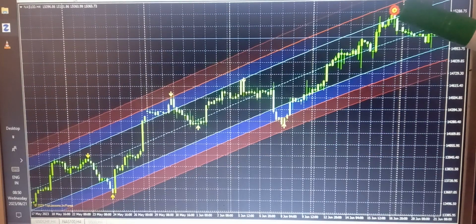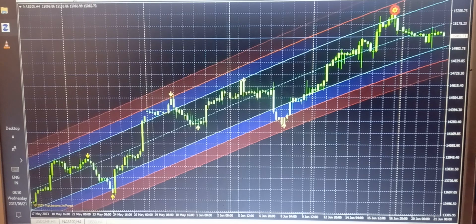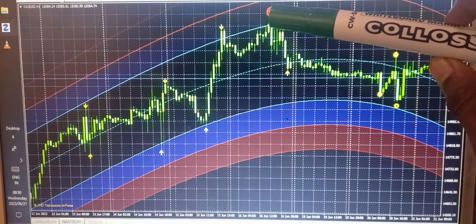And then on 4 hour, if there is the same signal of a sell, then we can take this kind of trade, right? Again, this is NASDAQ. The market is at the resistance level.